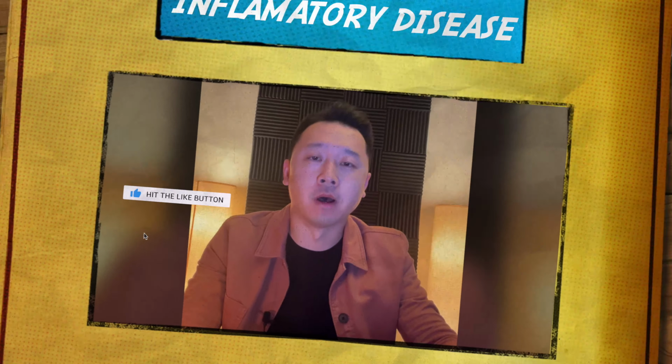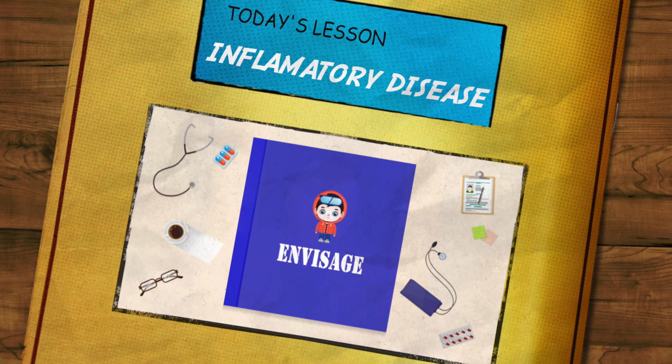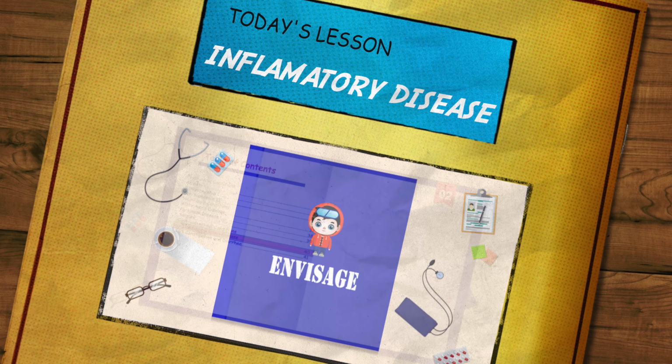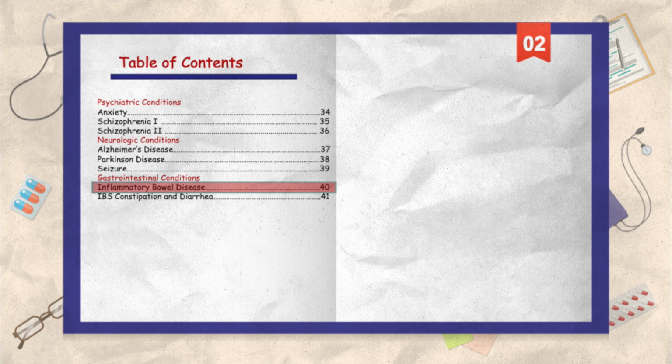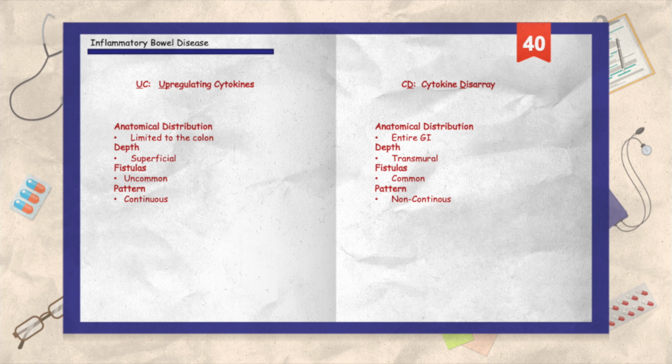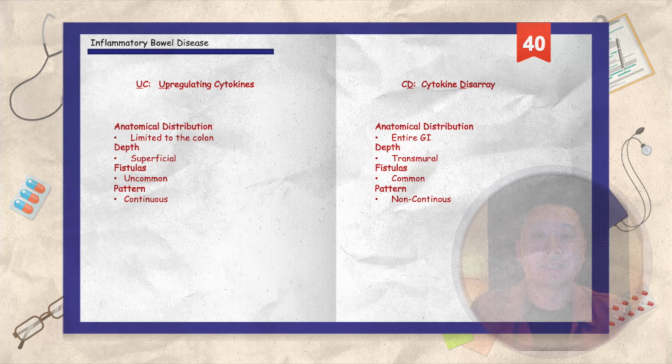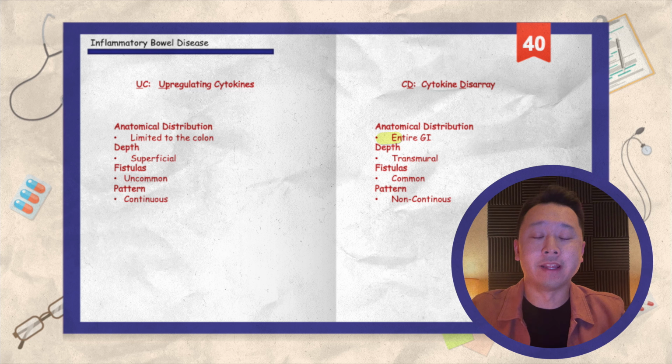We'll start off talking about the inflammatory disease state. The two main disease states in inflammatory bowel disease consist of ulcerative colitis as well as Crohn's disease. We'll first look into the pathophysiology between the two different disease states in terms of anatomical distribution, depth, fistulas, as well as pattern. In ulcerative colitis, the anatomical distribution is limited to only the colon itself, while in Crohn's disease, it's actually incorporated into the whole entire GI.